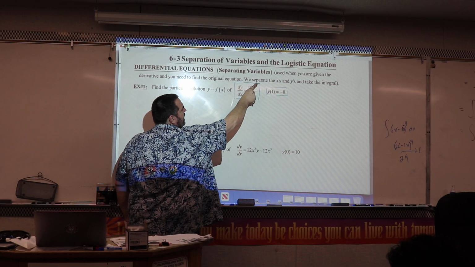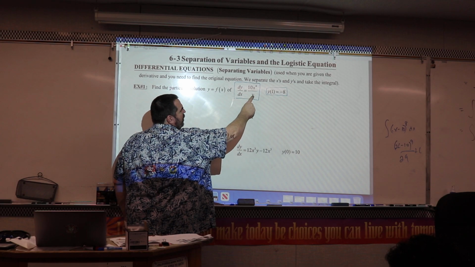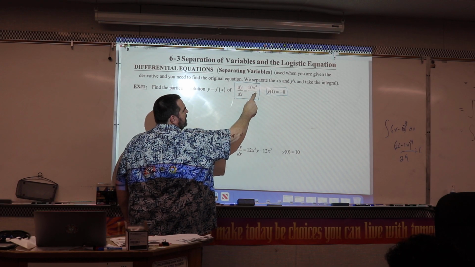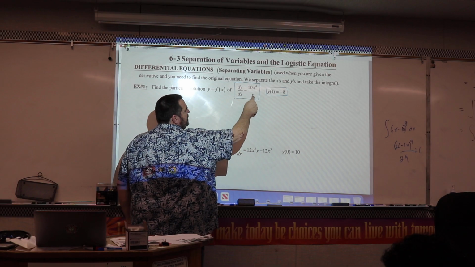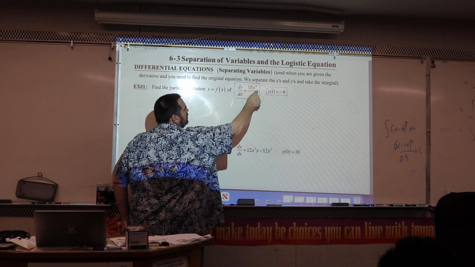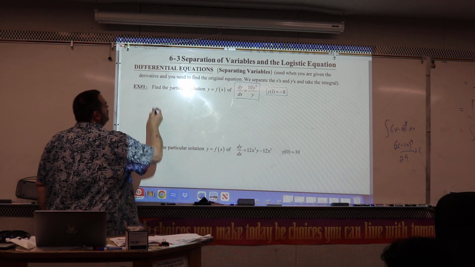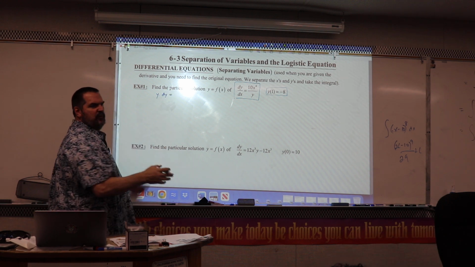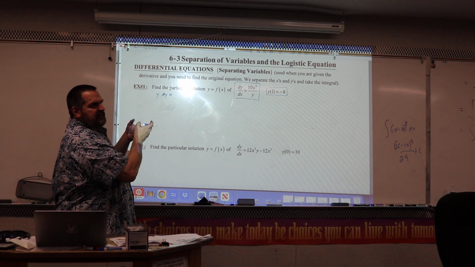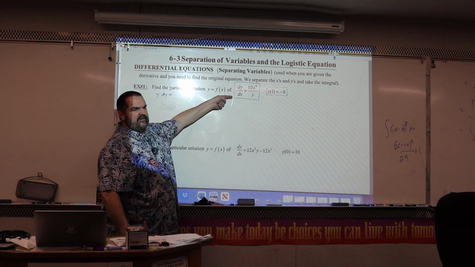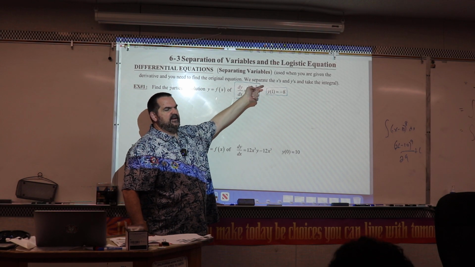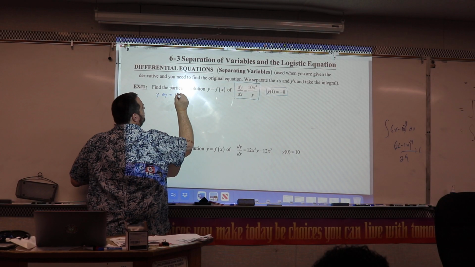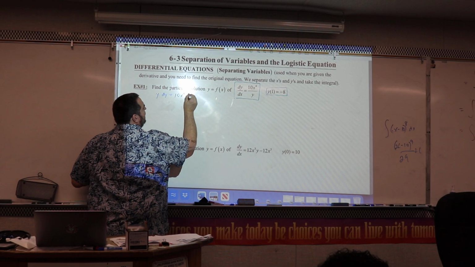And all your x's have to go to the right. Now this y, since he's on the bottom, how do I move this y to the other side? Well, he's dividing by y, so I'd multiply both sides by y. So on the left side, I would get y dy. So move that y over to the left. This dx, I'm going to move it to the right with a 10x to the 4th. So I'm going to get 10x to the 4th dx.